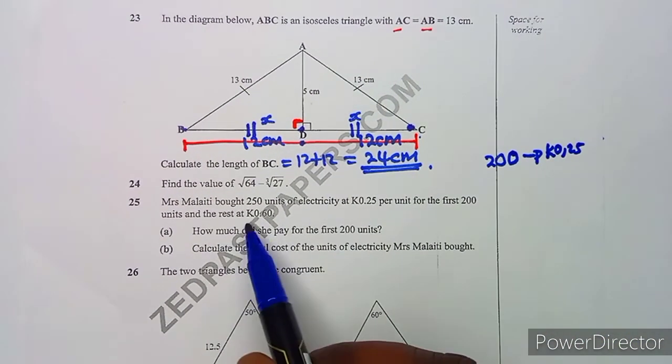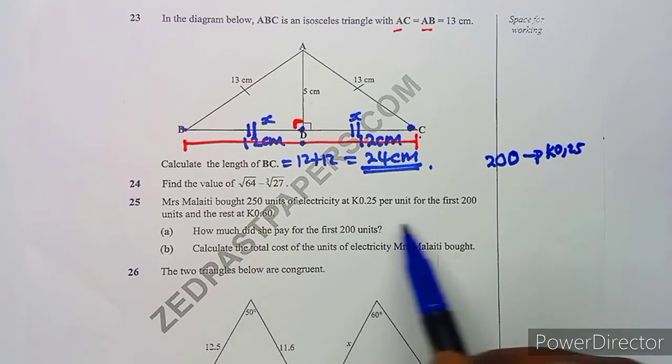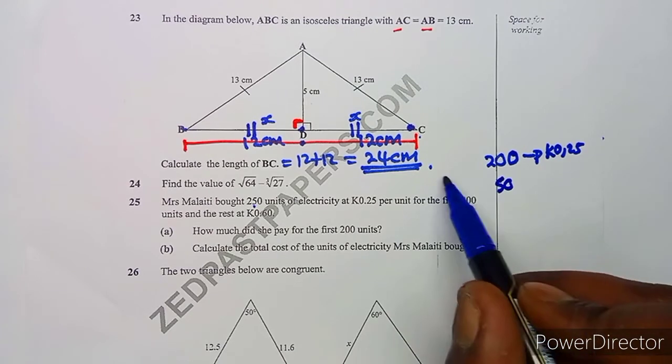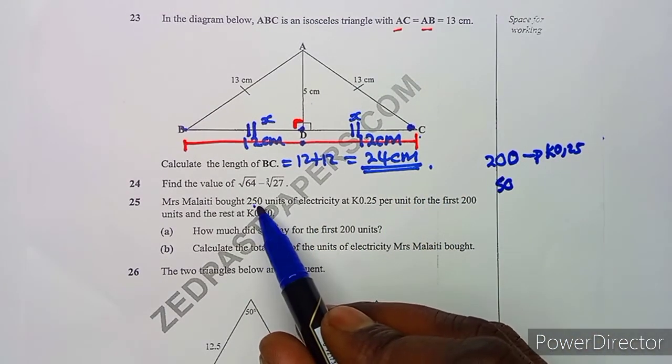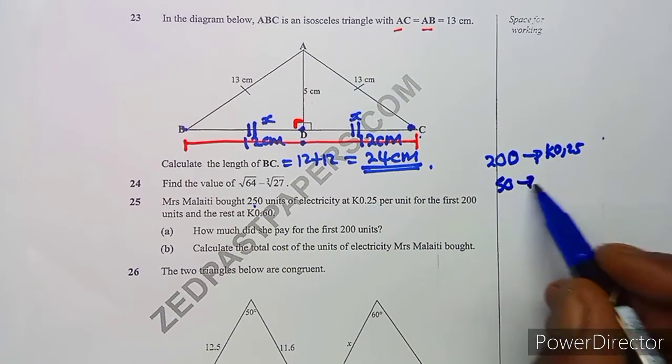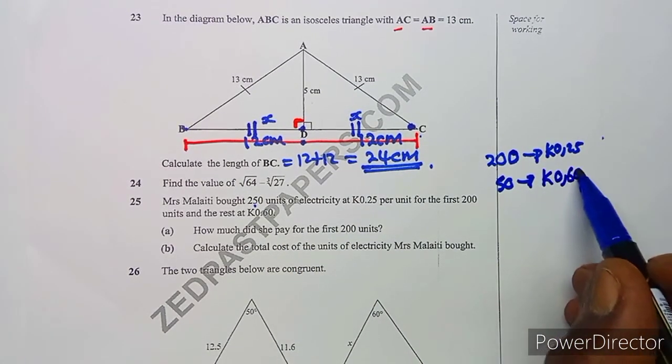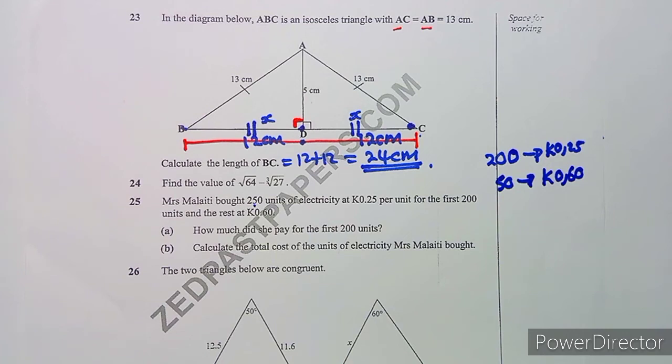Then what about the rest? If they were 250, then the rest is what? It's 50. That's simply 250 minus 200, which is 50 units, and each unit is at 0.60 kwacha. That is how she used the amount of money that she had.